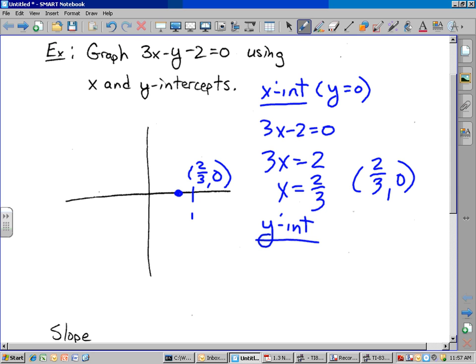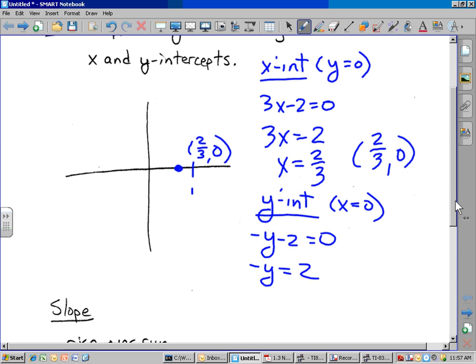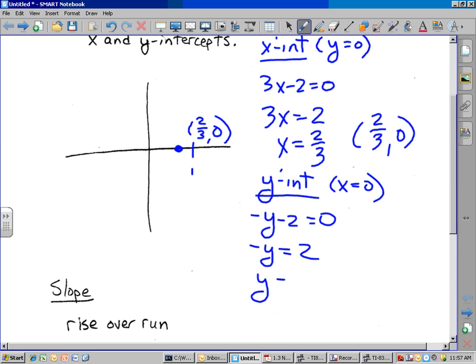So how do we find the y-intercept then? Correct. Set x equal to 0, solve for y. Put 0 in for x, we get negative y minus 2 equals 0. So negative y equals 2. Y equals negative 2. So we get the point 0, negative 2.